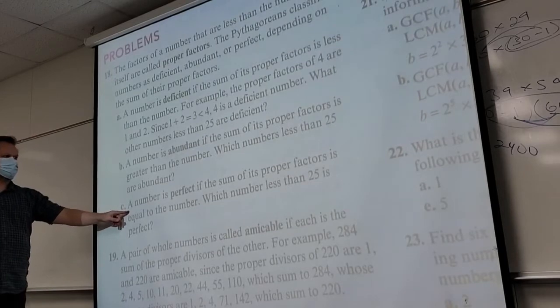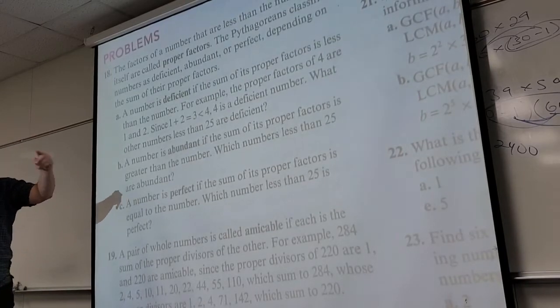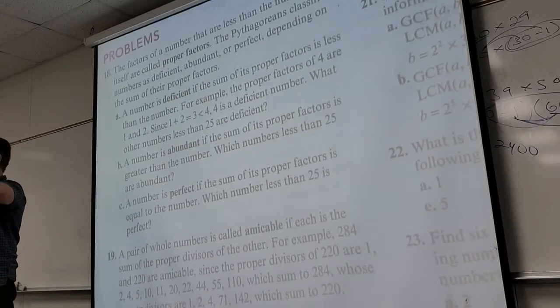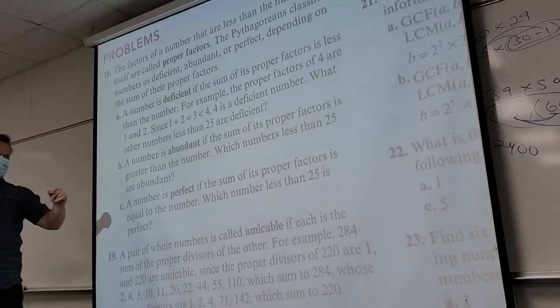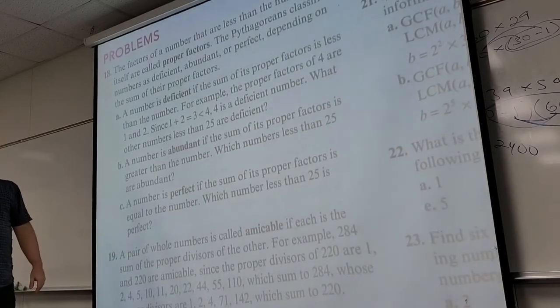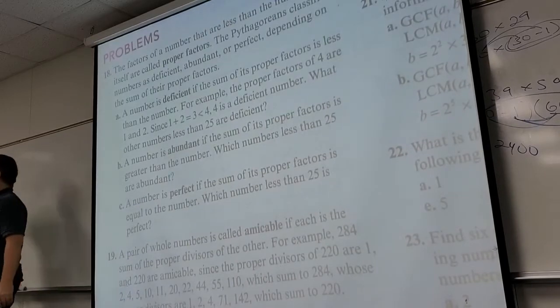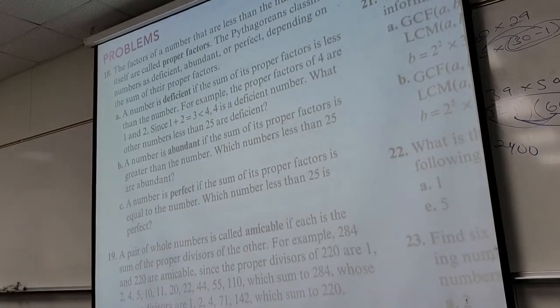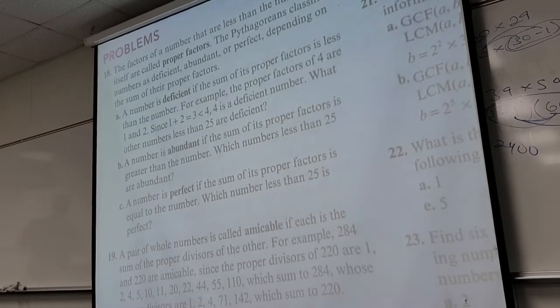So a number is perfect if the sum of its proper factors, that's the first time we saw proper factors, is equal to the number. So you've got to find numbers that are in this form.